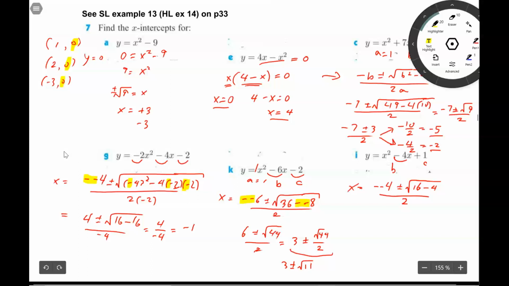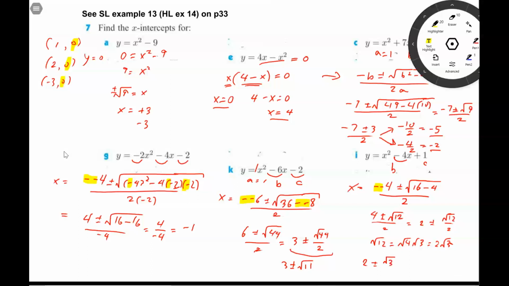And we're going to cancel out these two negatives. Multiplied times each other is positive. So that means we have 4 plus or minus the square root of 12 divided by 2, which is equal to 2 plus or minus square root of 12 divided by 2. And that's a satisfactory answer from the IB point of view. If you would like to change square root of 12 into the square root of 4 times square root of 3, which is equal to 2 times square root of 3, then you can reduce that. It could become 2 plus or minus the square root of 3. And that is the answer for I. And that's it for this page.